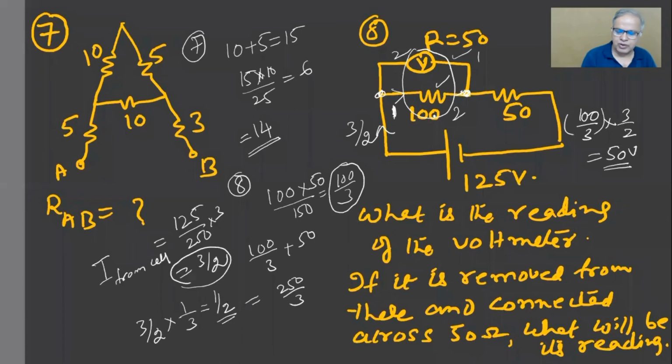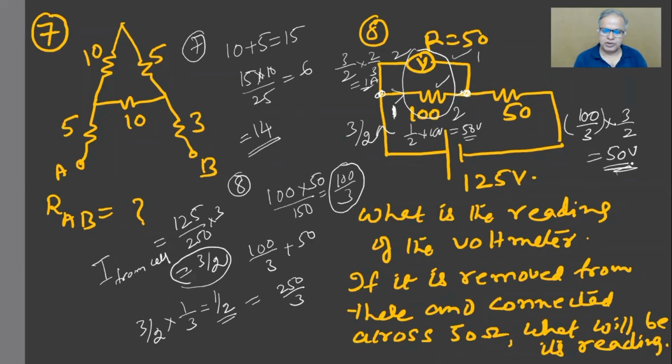So 1 by 2 into R is the potential difference. So 1 by 2 into 100 is what? 50. And how much will go into this? 3 by 2 into 2 by 3, 1 amp. So 1 into 50 is 50 again. So whichever way you do, that will be 50 across 100 ohms.